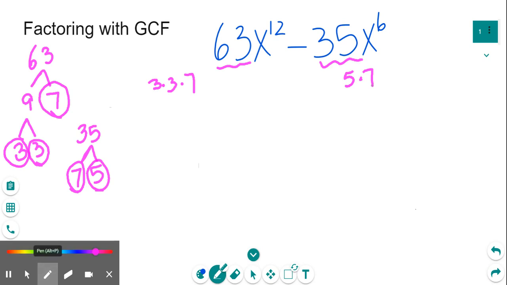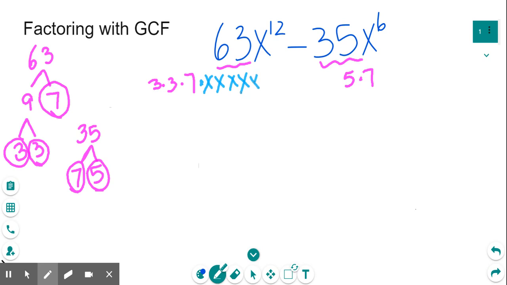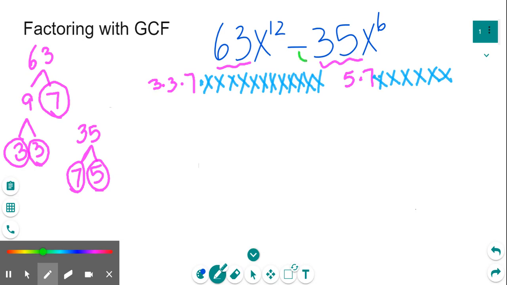Now for my x's, I have x to the 12th. Now x to the 12th is x times x times x times x 12 times. So I'm going to write 12 x's here. 1, 2, 3, 4, 5, 6, 7, 8, 9, 10, 11, 12. Okay, that's my 12 x's. Now over here, I have 6 x's. 1, 2, 3, 4, 5, 6. And I'm going to drop this minus because that's what was there.